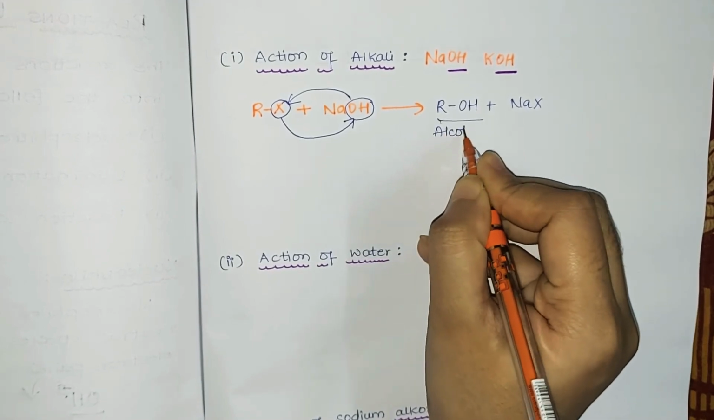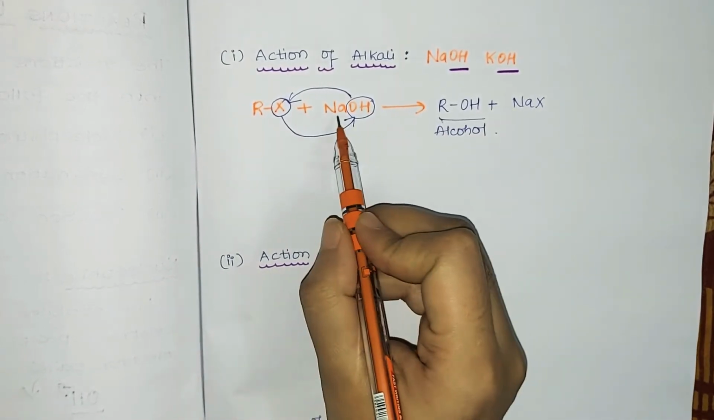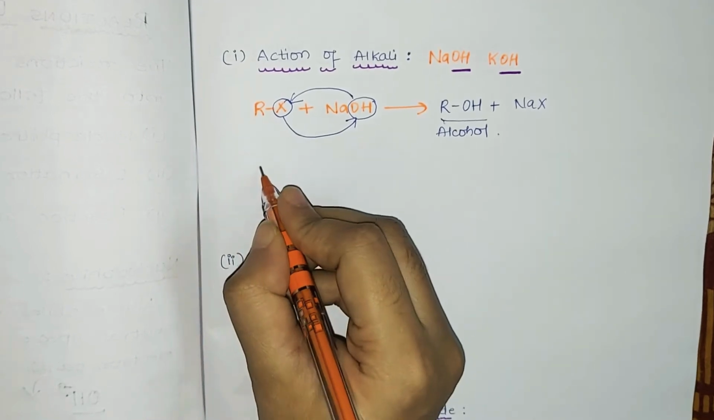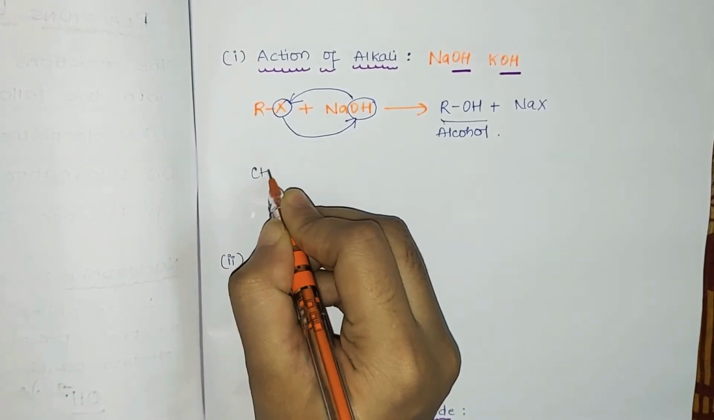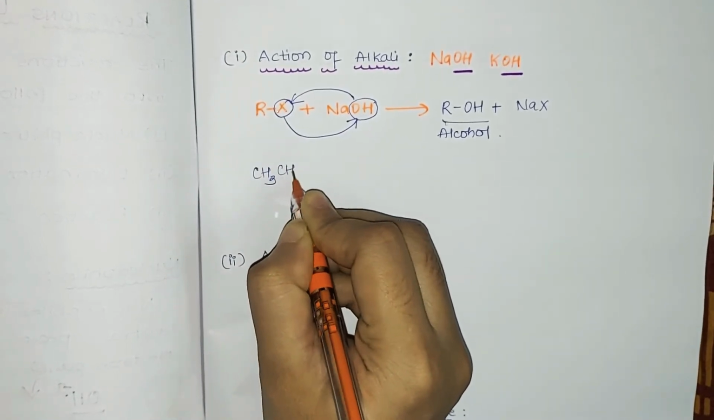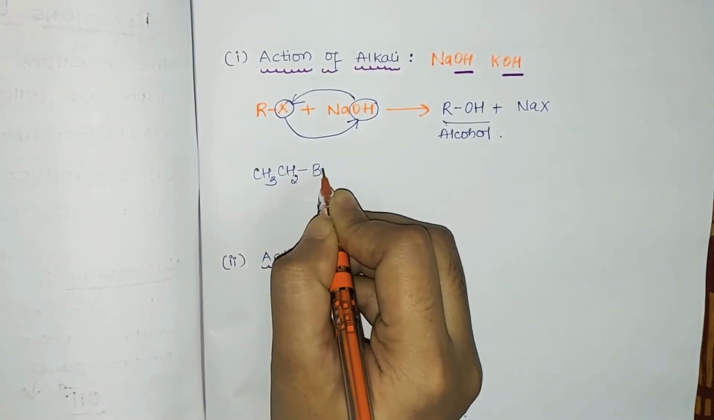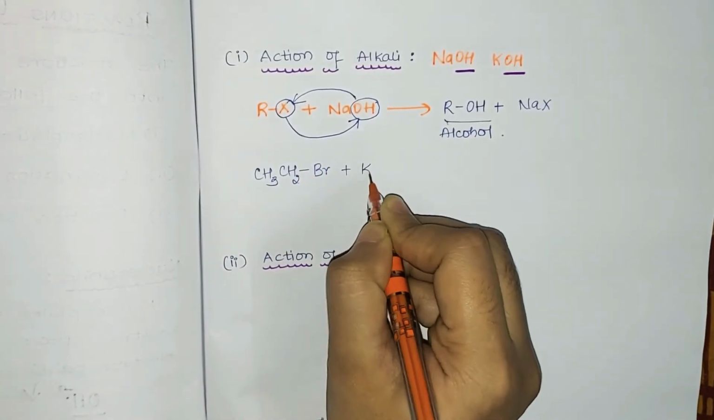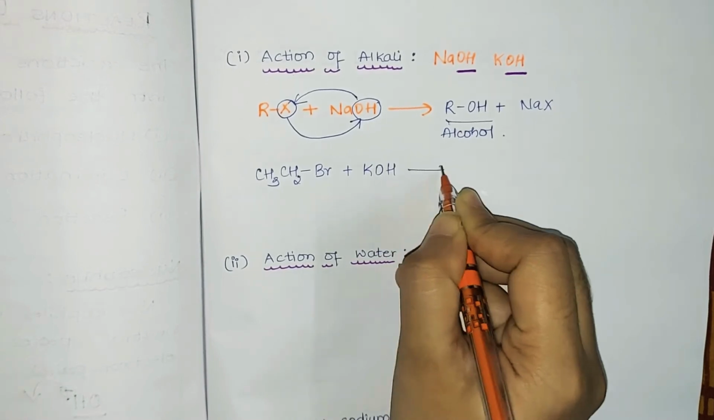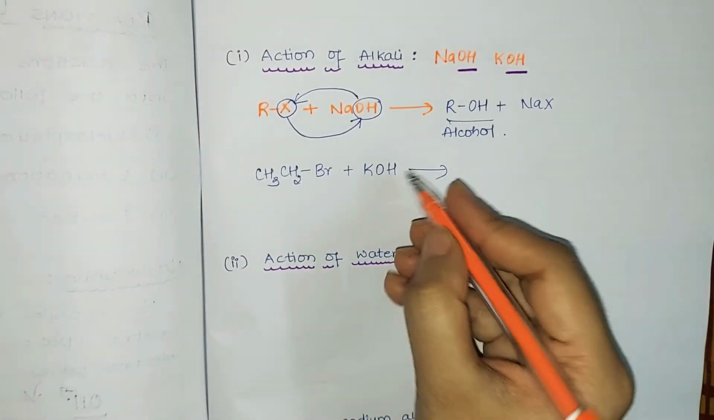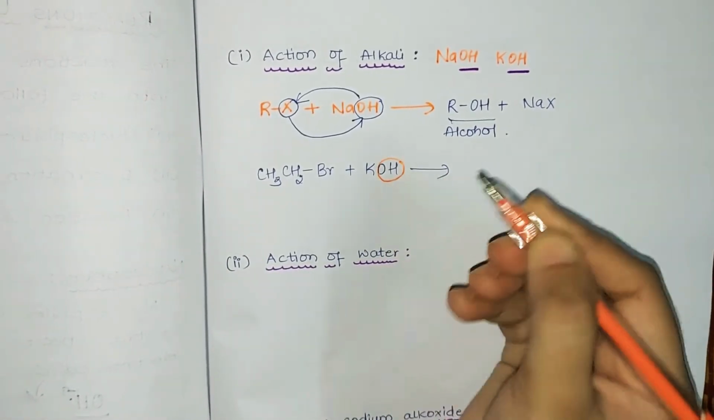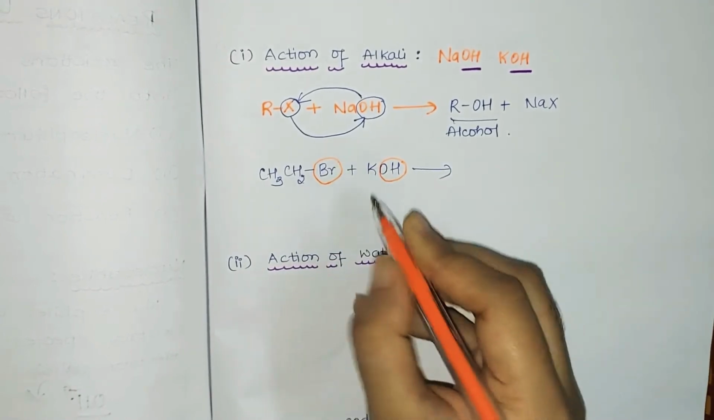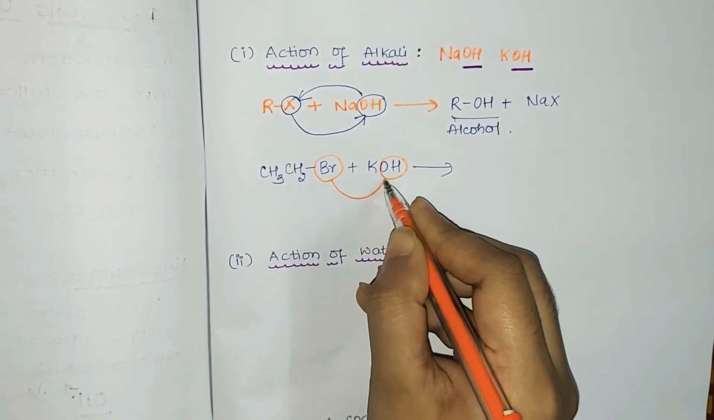Then next, we'll take an example and consider the reaction with KOH. Let us consider ethyl bromide. Ethyl bromide reacts with the KOH. So what is the product obtained here now? Which is our nucleophile? OH minus. In the alkyl halide, Br minus. So Br is substituted by OH, and OH goes to the place of Br.